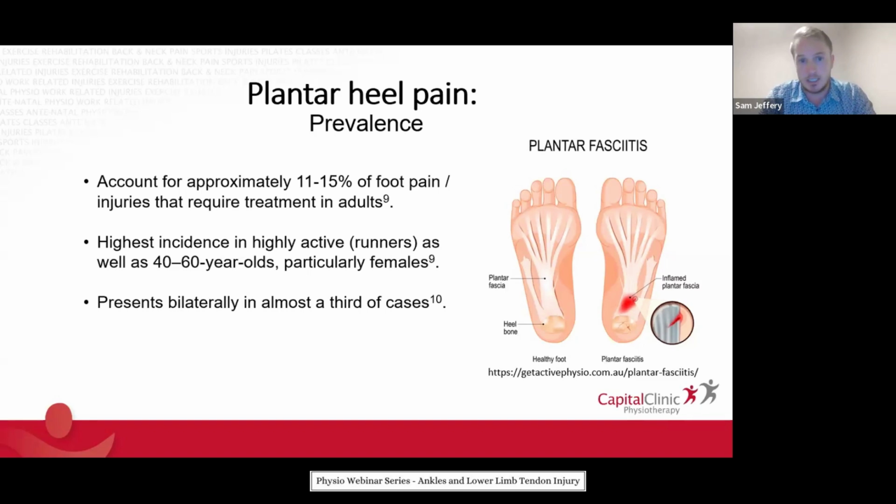So they account for approximately 11 to 15% of foot pain injuries that require treatment in adults, and the highest incidence is typically runners or the middle age, the 40 to 60-year-old range, and females. And then also one study shows that it can present bilaterally in almost a third of cases. When we talk about plantar fascia pain, plantar heel pain, presenting bilaterally in a third of cases is quite a lot for such an injury or a pain that is really limiting and can also extend to such a large period of time.